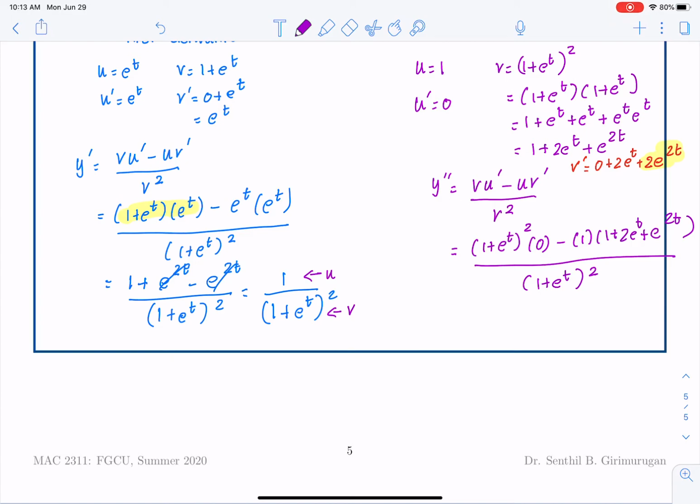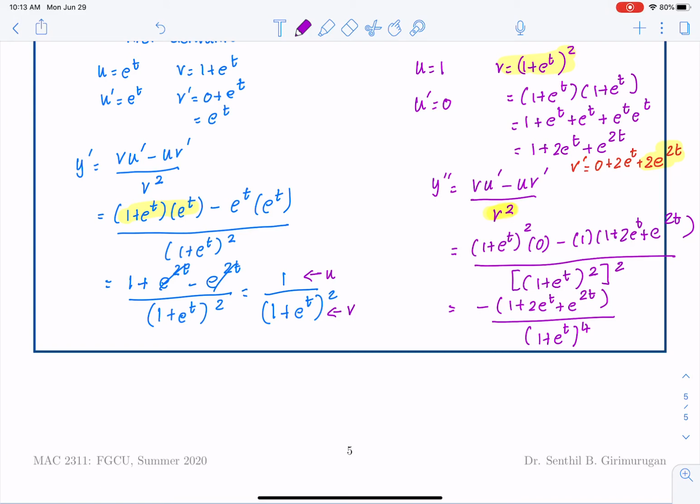The first term would become 0, so we have minus 1 plus 2 e raised t plus e raised to t divided by v, which is 1 plus e raised t squared, and in the formula we have v squared, so we have to square the square, and we'll have 1 plus e raised t raised 4.